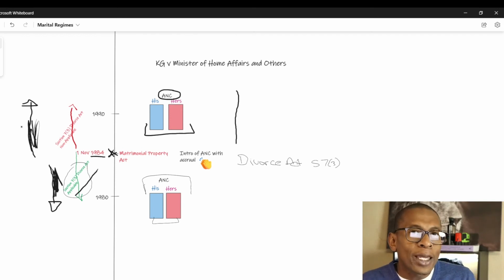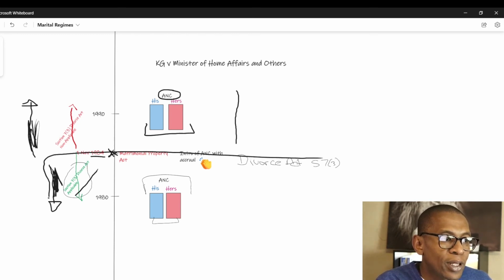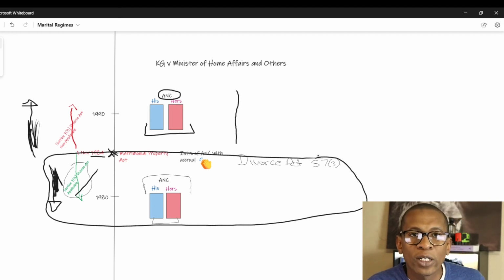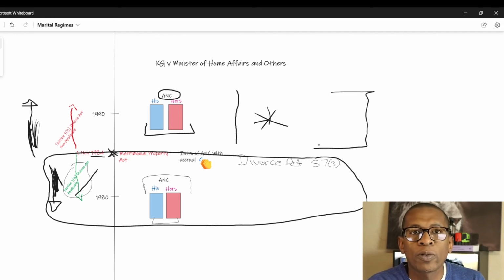So in our unique case, our courts, in terms of Section 7(3) of the Divorce Act, can intervene in these instances and arrive at a just order. Therefore, the KG case said that is not fair. Why can't people married after 1984 also approach the courts via Section 7(3) and say, please apply a redistribution order, because the bargaining power, quite frankly, wasn't the same when the marriage was entered into?